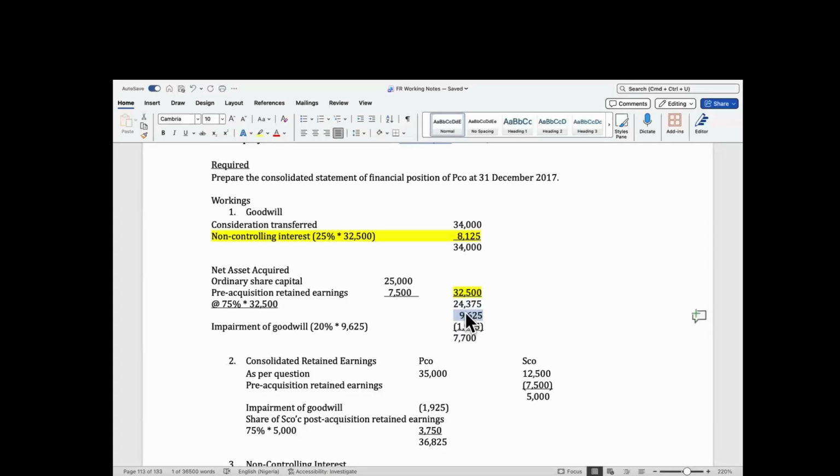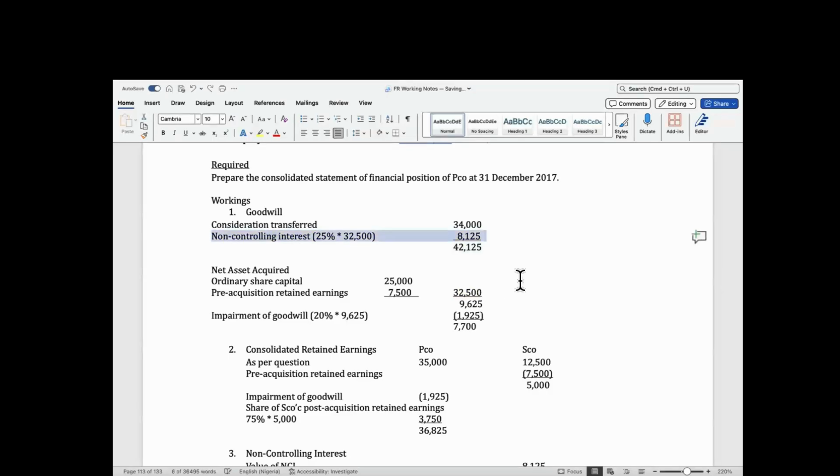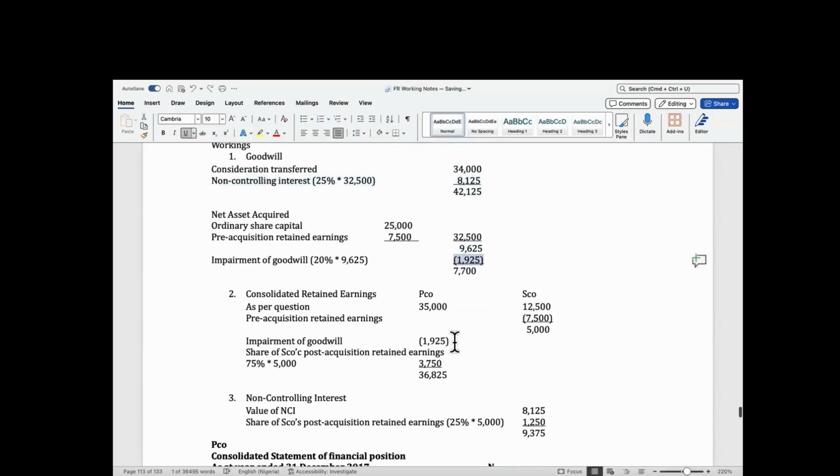Now, I just wanted to show you that the goodwill belongs to the parent. So the fact that NCI is included here does not automatically mean that he has a share in the goodwill. It belongs to the parent. That is what I just wanted to show you. So this 9,625 belongs to the parent, and that is why when it was impaired, it was the parent that suffered it. It was the parent's profits that suffered it entirely. NCI will not take a share.